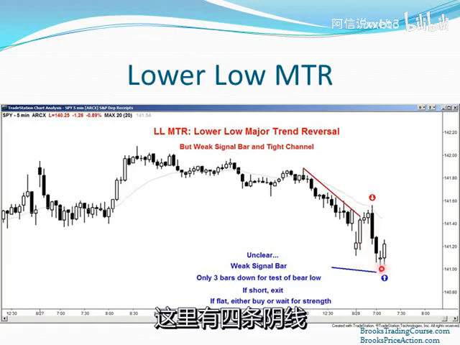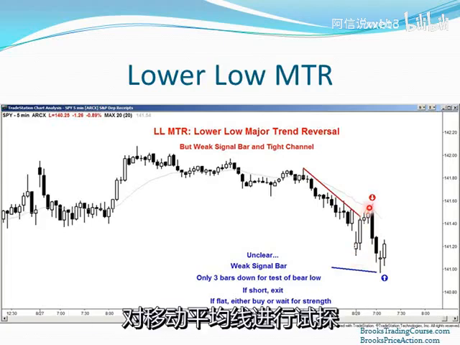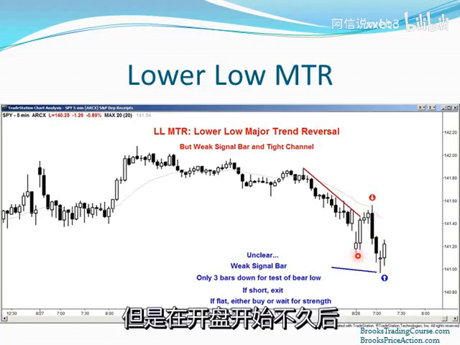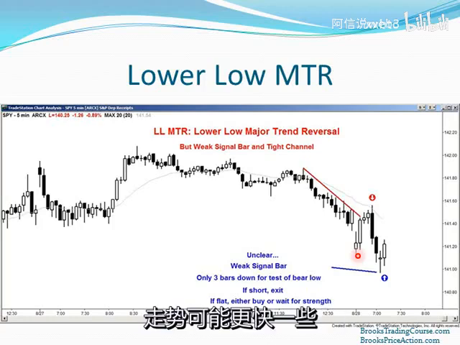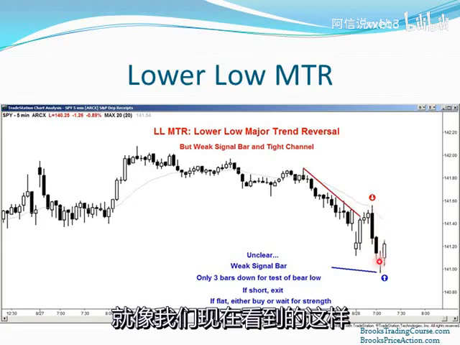So only 3 bars down on the test of the bear low. Again, in general, you'd like to see 5 or 10 bars up, breaking the moving average. You'd like to see 5 or 10 bars down, testing the bear low. But on the open, things can happen faster and you can get far fewer bars, but the bars tend to be very big, as they are here.